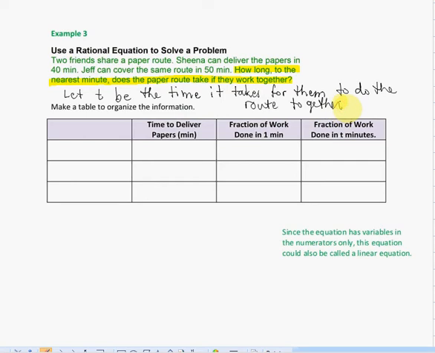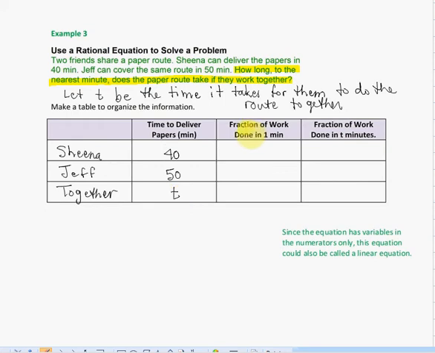Okay, so in filling the chart, the first column will have the names of our characters, so Sheena and Jeff, and we also want to include together. If you take a look at the problem, our time is in minutes, so when we fill in our second column here, we have to recall that our time is in minutes. Sheena can do this paper route in 40 minutes, and Jeff can do it in 50, and we don't know what their time is together.